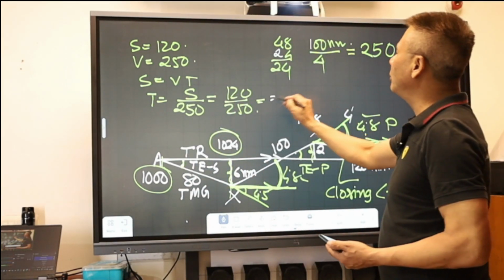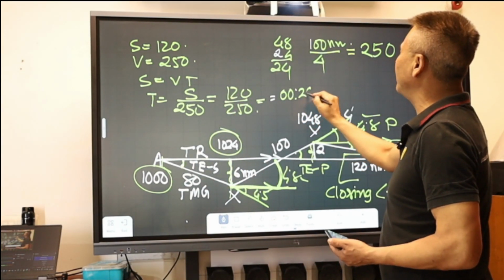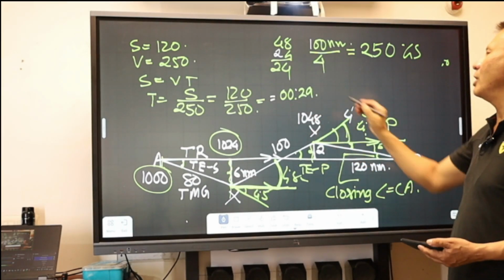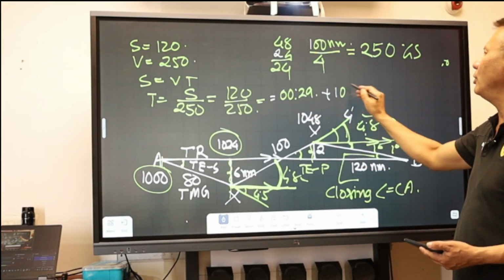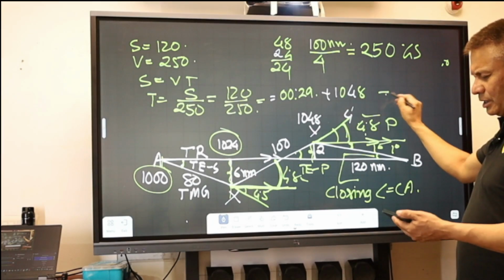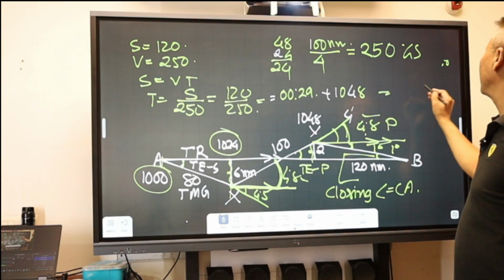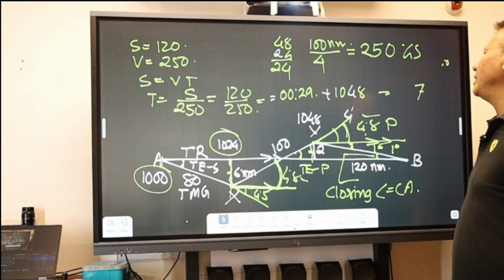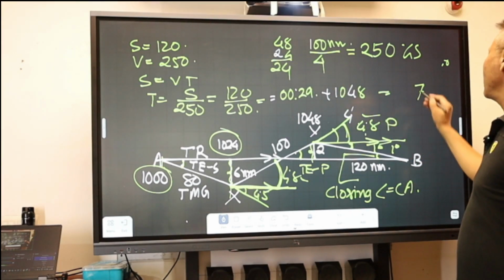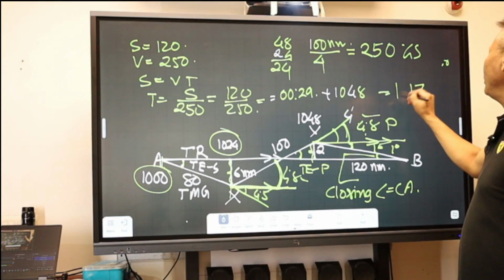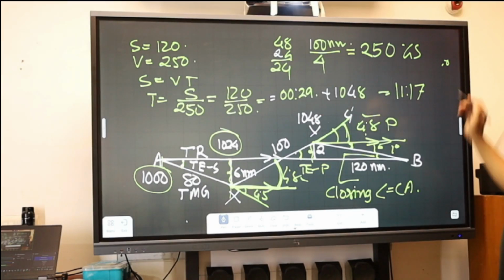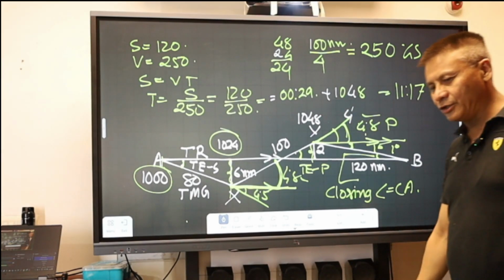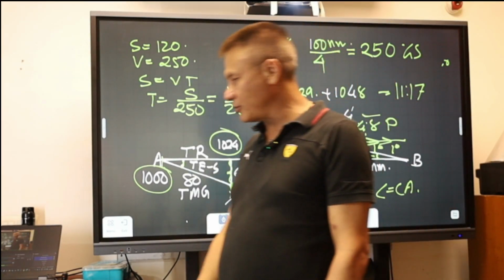That is 29 minutes. Time is equal to 0029, which will now be added to 1048. So 8 plus 9, 17, 7 and 1 in hand, 4 plus 6 plus 1 is 11. So 1117 is the ETA. So this is how we go about solving this kind of a problem.